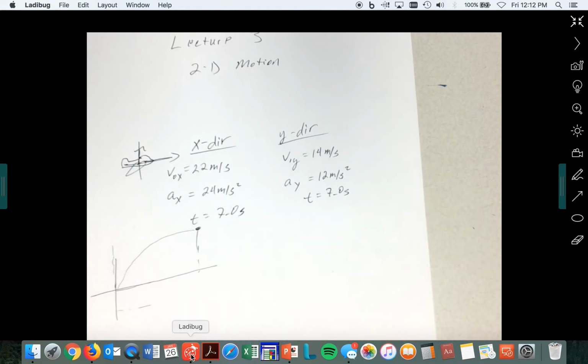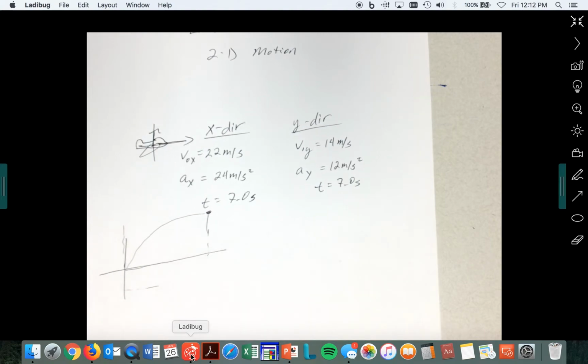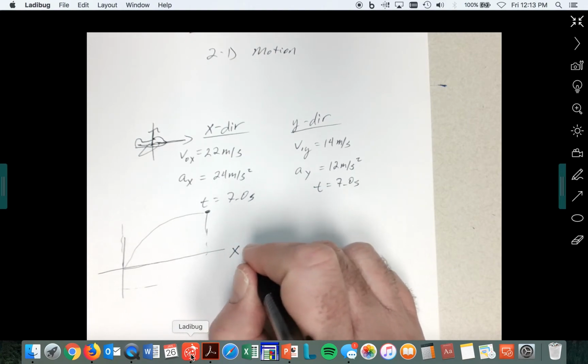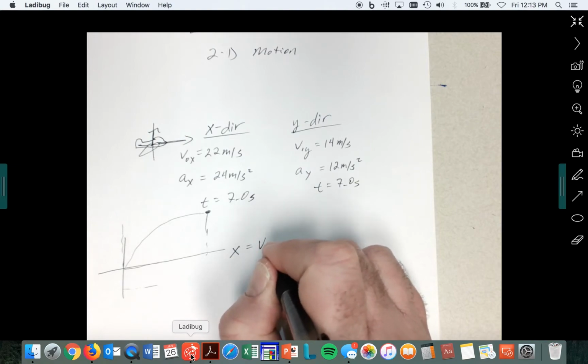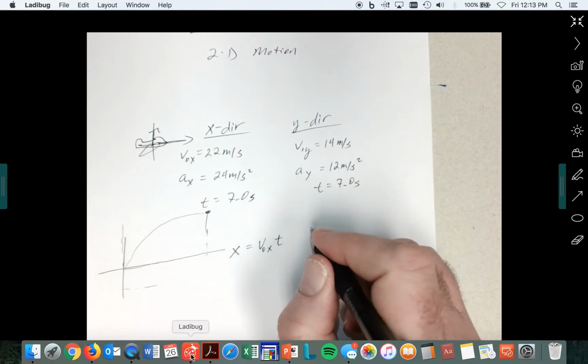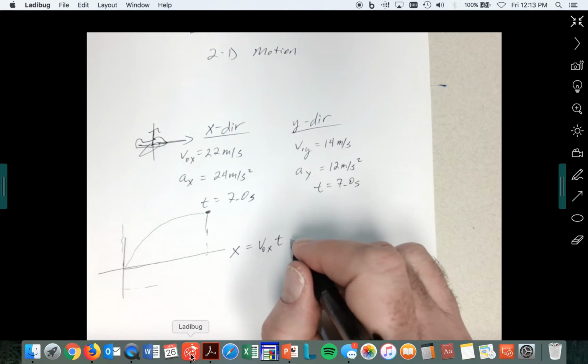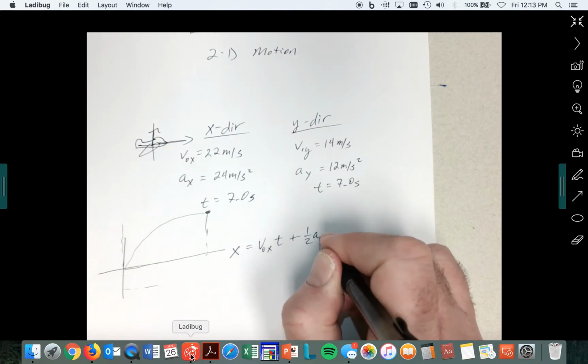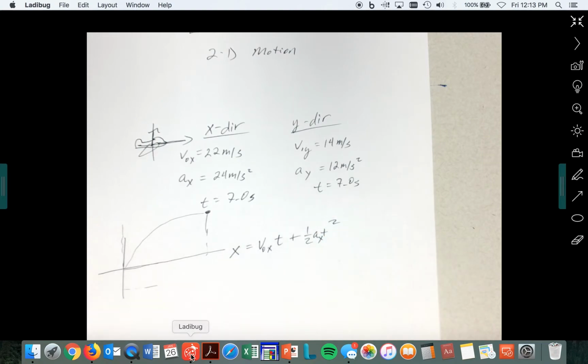That's for both of them. It's not in a different dimension on each one. All right. So its position after 7 seconds is equal to v naught x times t plus 1/2 a_x t squared in the x direction. And that will be pretty big.